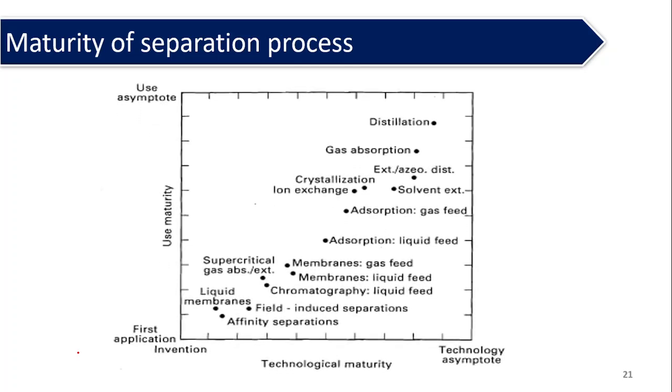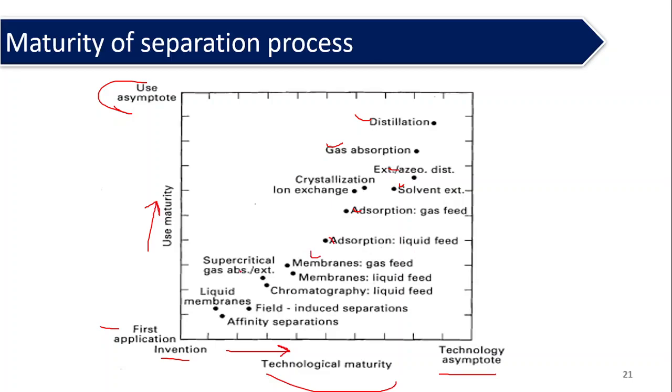So this is the maturity diagram, where the x-axis tells about the technological maturity, where the invention started from the technological asymptote, and this is the use maturity, how much it is being used in the industries, from first applications to the use asymptote. If you see here, there are so many processes: distillation, absorption, azeotropic distillation, solid extraction, adsorption with liquid feed, crystallization, membrane technology, chromatography, supercritical.